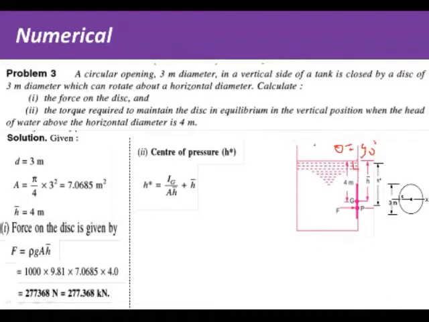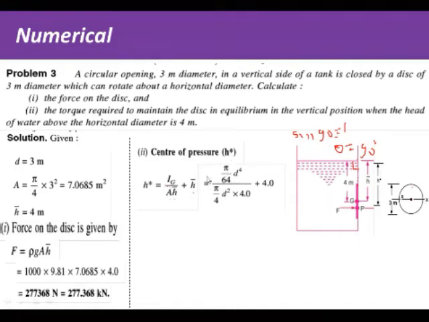We know the value of sin 90 is 1, so sin square theta will be 1. So the formula will be modified. It is simply Ig upon A h bar plus h bar. Here Ig is the moment of inertia of this circular cross section about the center of gravity G. We know the formula, it is pi by 64 d to the power 4.